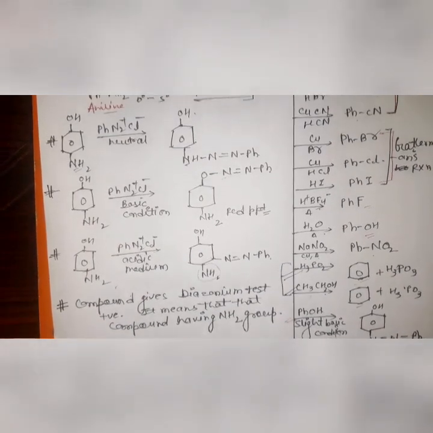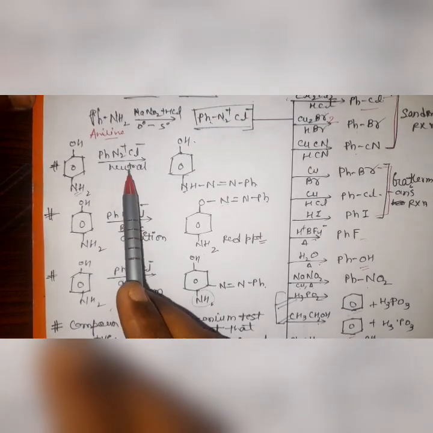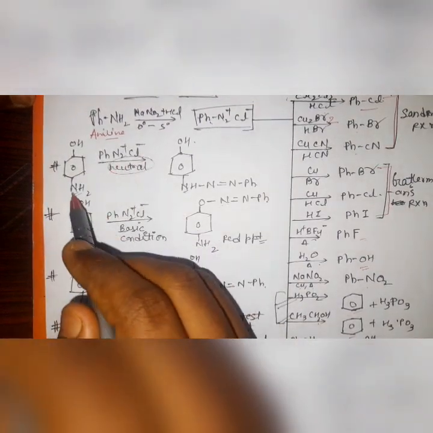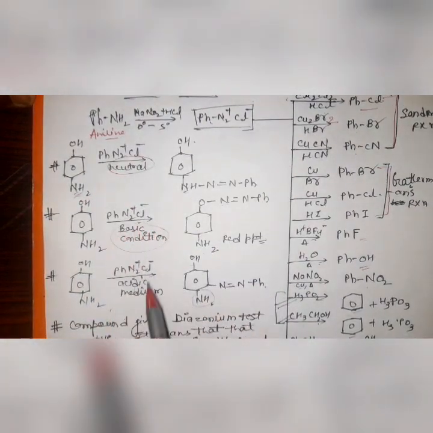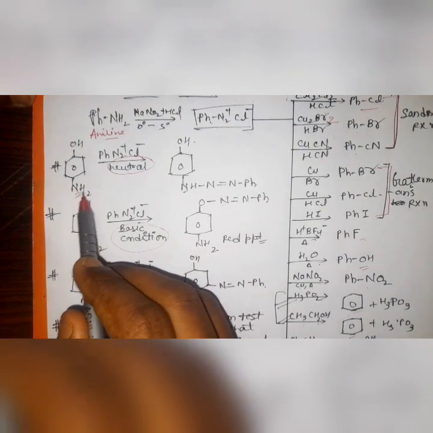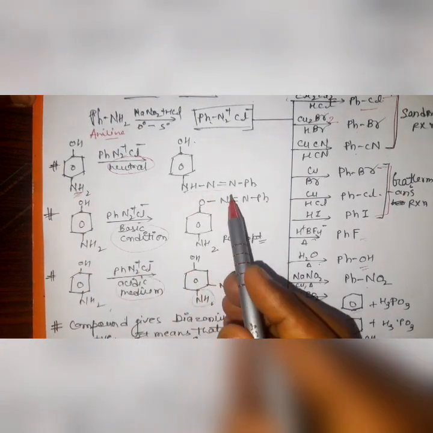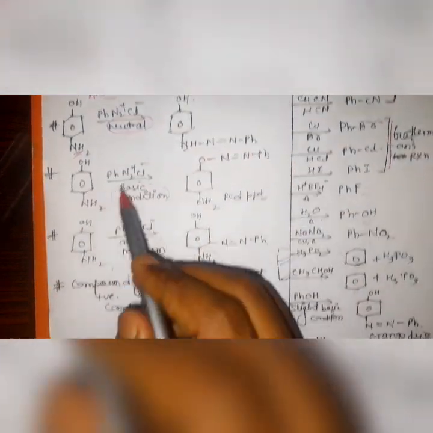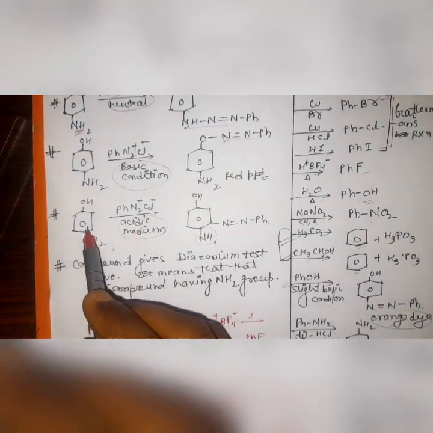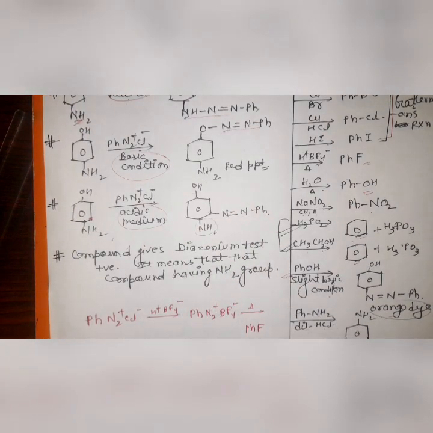There are some important reactions of diazotization in neutral medium with this compound, in basic condition and in acidic condition. In neutral condition, it will react at this nitrogen as mentioned there, and in basic condition, it will react at this oxygen as mentioned there, and in acidic condition, it will react at this meta position. And all its mechanism I am going to explain in our mechanism series.